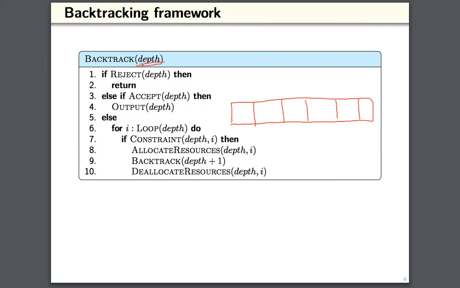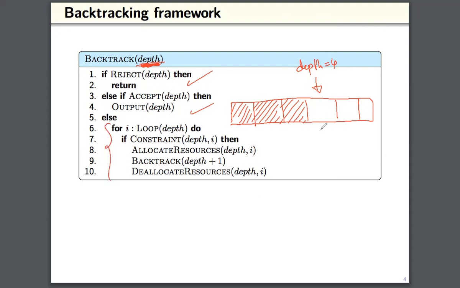Now you are trying to compute the value for depth. That means if depth is equal to 1, you will fill this. If depth is equal to 2, you will fill this. If depth is equal to 3, you will fill this. Suppose you are currently here, depth is equal to 4. You want to fill this cell of the combinatorial object, maybe the fourth value in the permutation or the fourth value in that subset, whatever it might be. So reject condition, accept condition, and then the loop.